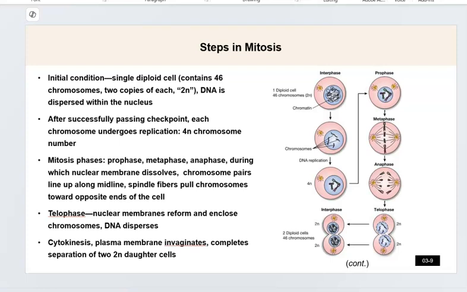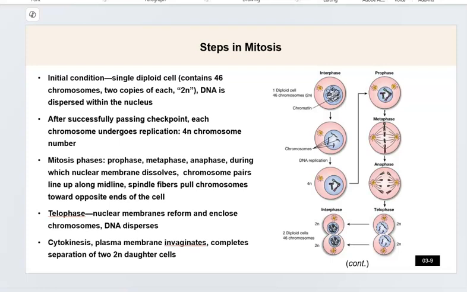When we talk about the steps of mitosis, in the initial condition, we have a single diploid cell, which has the 46 chromosomes, two copies of each, and the DNA is dispersed within the nucleus. After successfully passing the checkpoints, each chromosome undergoes replication. The mitosis phase is prophase, metaphase, anaphase, all those that we aren't going to get caught up in. But during the mitosis phase, the nuclear membrane dissolves.